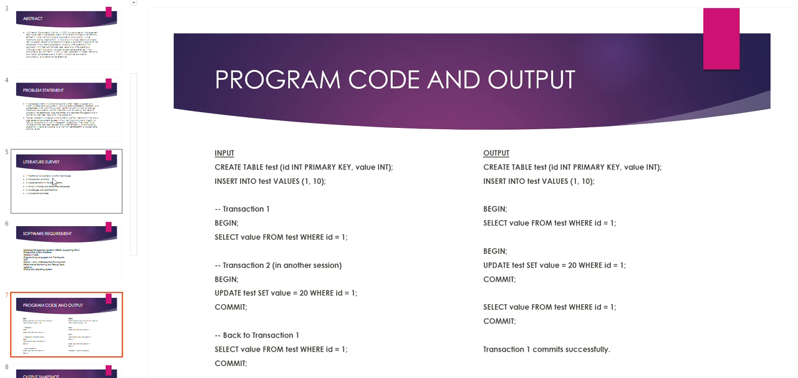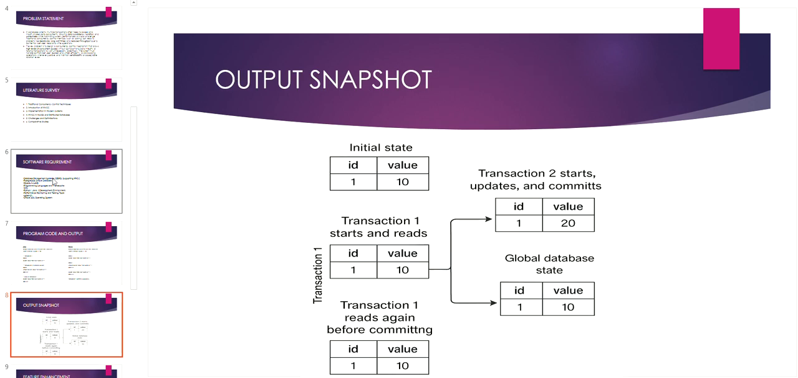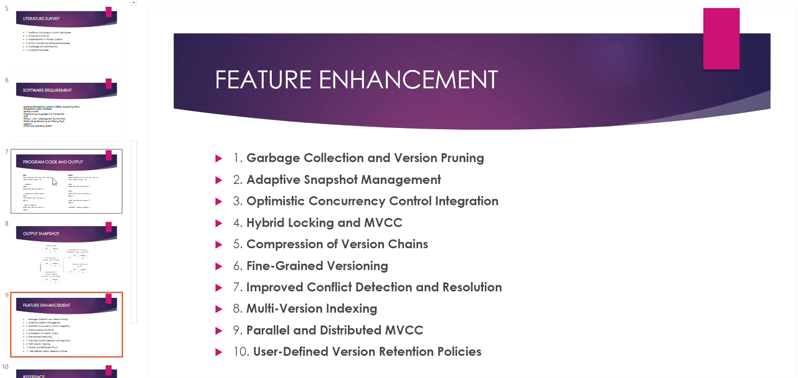In slide number 8 we have the output snapshot. Here is what the output looks like. Both transactions complete successfully even though transaction 2 changed the value. Transaction 1 didn't see the change until after it committed. That's the whole idea behind MVCC, giving each transaction its own version of reality until it's done. In slide number 9, we have feature enhancement.